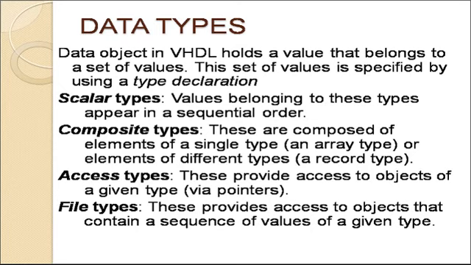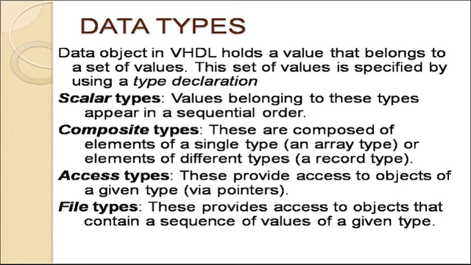The values belonging to this type appear in a sequential order, whereas composite type has two kinds: one is array type and one is record type. Array is elements of a single type and record is elements of different types. Access provides access to objects via pointers, and file provides access to objects that contain a sequence of values of a given type.